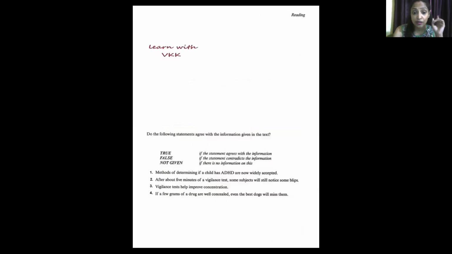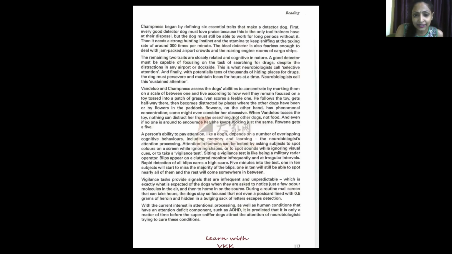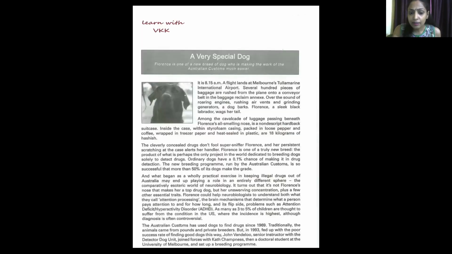Now I move to question number 2. Look at it carefully. After about 5 minutes of a vigilance test, some subjects will still notice some blips. For me here, the significant word is vigilance test. And I guess when we read the paragraph from the beginning to the location of ADHD, there was nothing with regard to vigilance test.